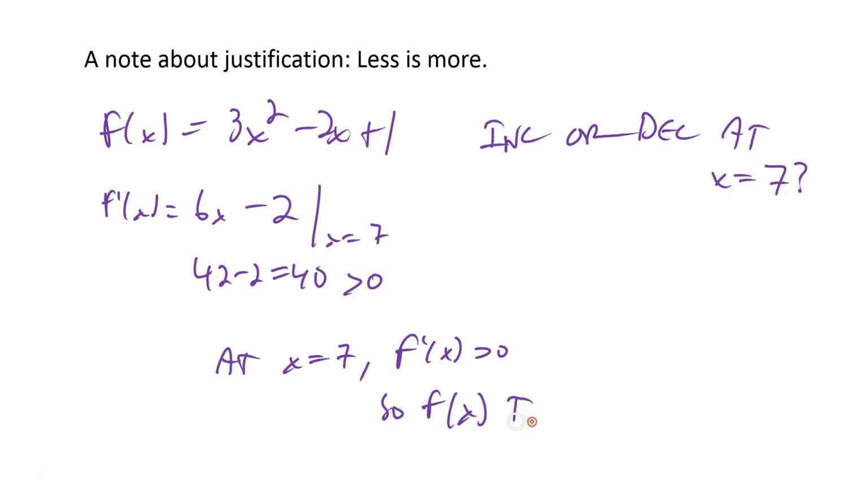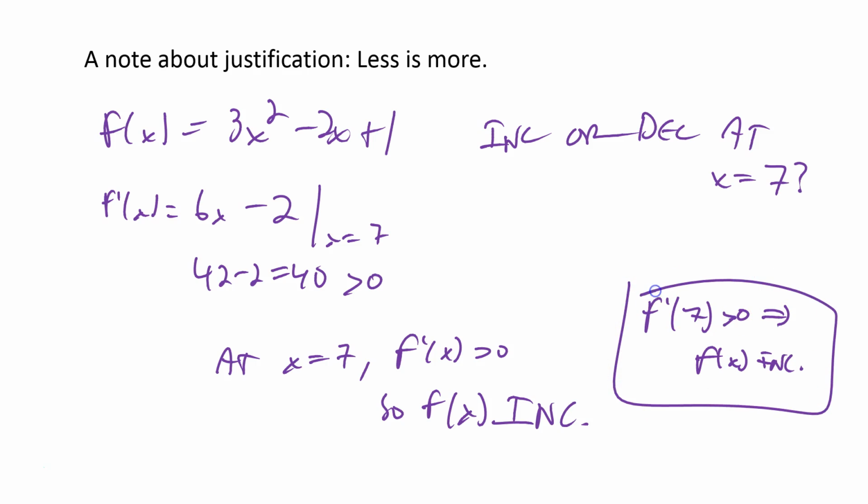Don't write a novel. Oh, come on. We're doing so well. Don't write a novel, right? You don't have to write a million things. You can even just say f prime of 7 greater than 0, therefore f of x increasing. Okay, something like that. Very short and sweet. Your grader will love you if you do something that short.